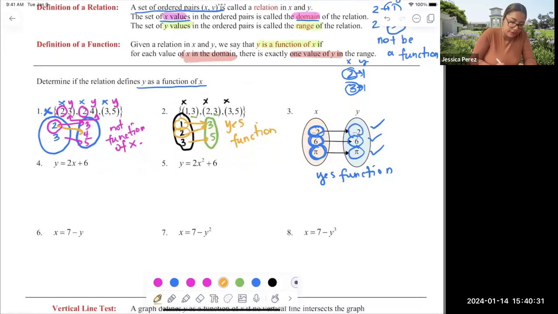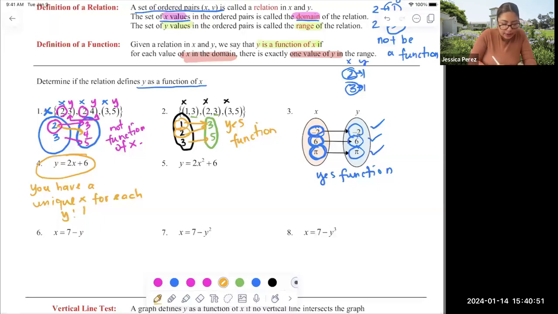Now, what happens if you have functions like this? How do we know that this is a function of x? You have a unique y for each x. This is a line, so they're individual. If I plug in a 0, I get a single y value. If you include the same x, you will not get two answers because you can easily solve for y. You can identify what y is easily.